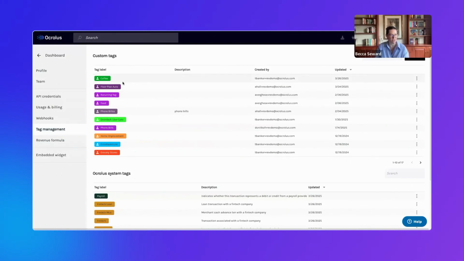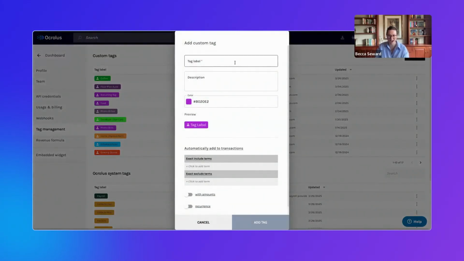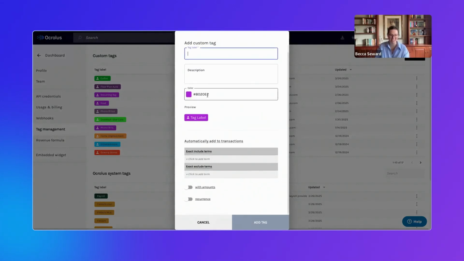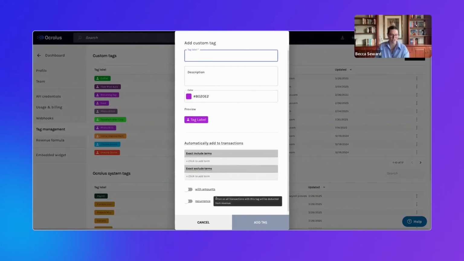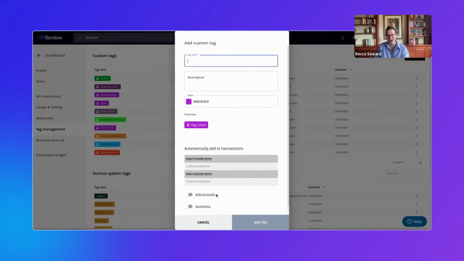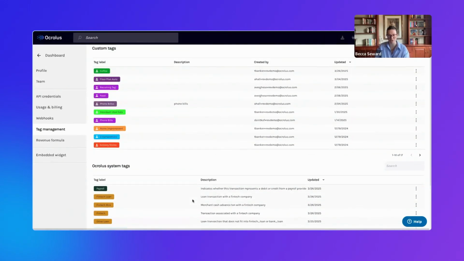So here we can see all of the custom tags that have been created within this account. So we have a handful here that are listed. It's very easy to either search for existing tags, edit or delete existing tags, and or add a new one. So if we want to add a custom tag, again, let's say for a buy now, pay later service, we can add a label, a description, we can tag it with a specific color, and then we can look at the exact terms to include, exclude, with amounts, recurrence, etc. So you have full control over creating custom tags, and then these custom tags and system tags can be controlled in the revenue formula as well.